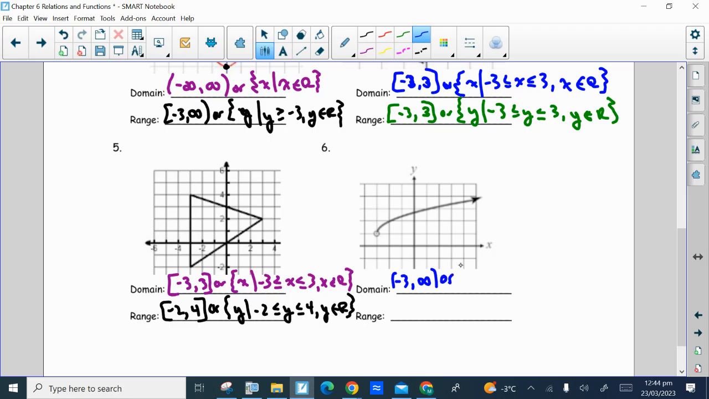And if you're going to use set notation because it's continuous data, we would say all values of x such that x is only greater than -3, not equal to. And again, it's all real numbers greater than -3.